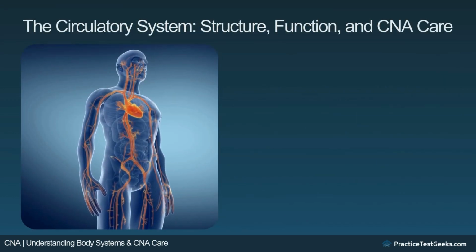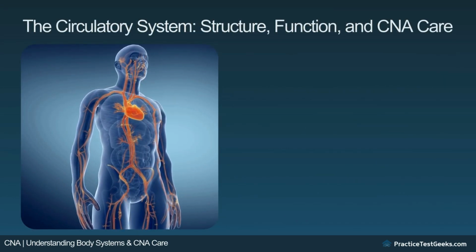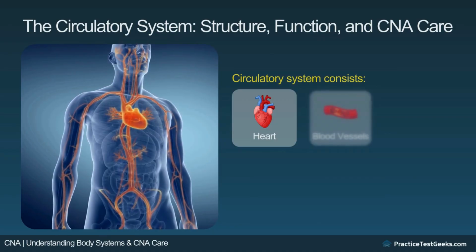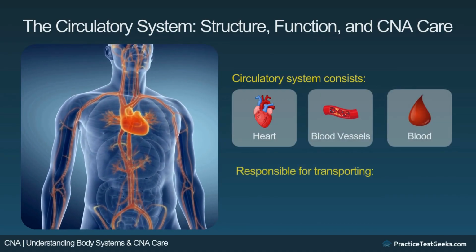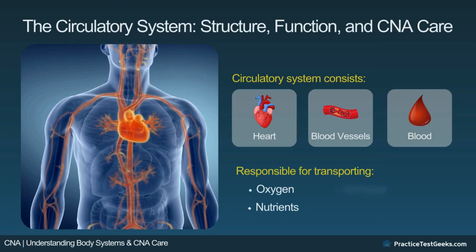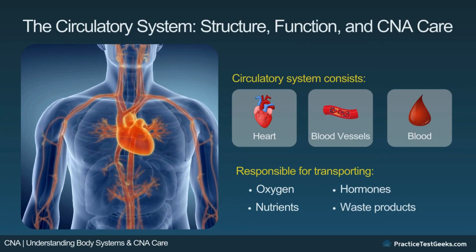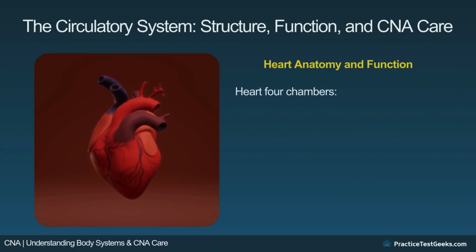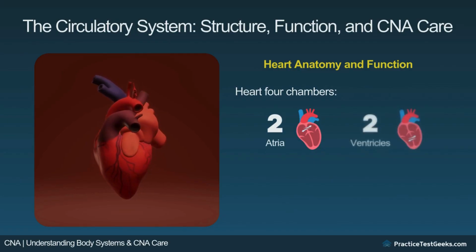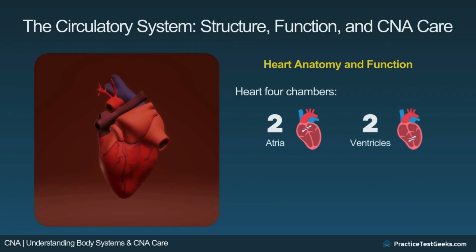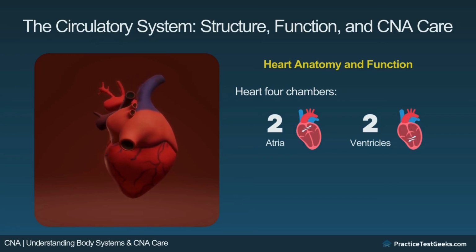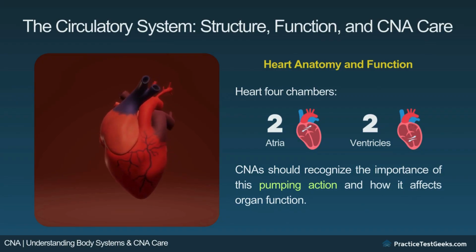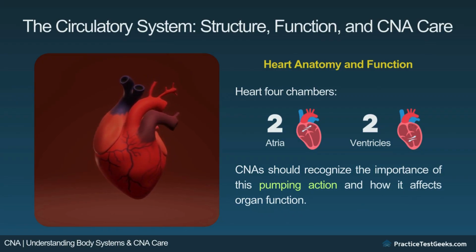The circulatory system: structure, function, and CNA care. The circulatory system consists of the heart, blood vessels, and blood, responsible for transporting oxygen, nutrients, hormones, and waste products. Heart anatomy and function: the heart has 4 chambers, 2 atria and 2 ventricles, that pump oxygen-rich and oxygen-poor blood throughout the body. CNAs should recognize the importance of this pumping action and how it affects organ function.